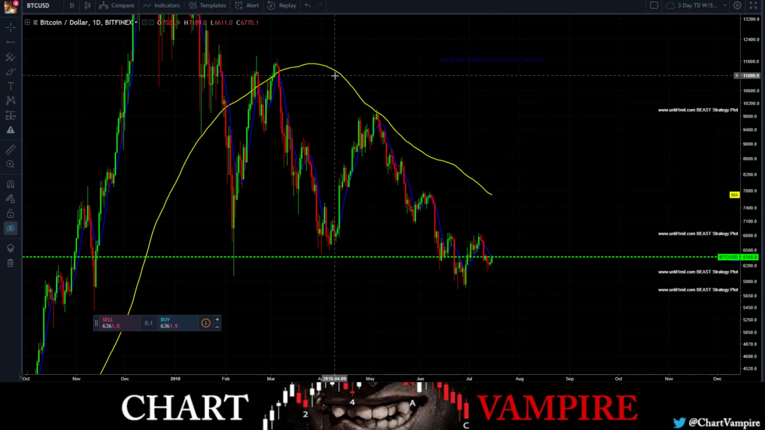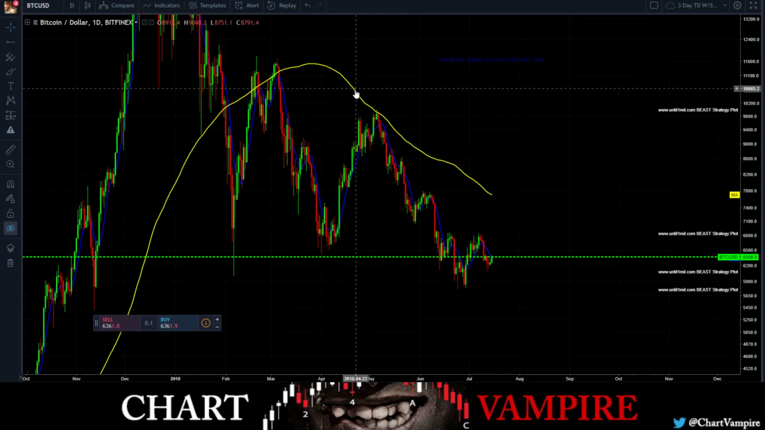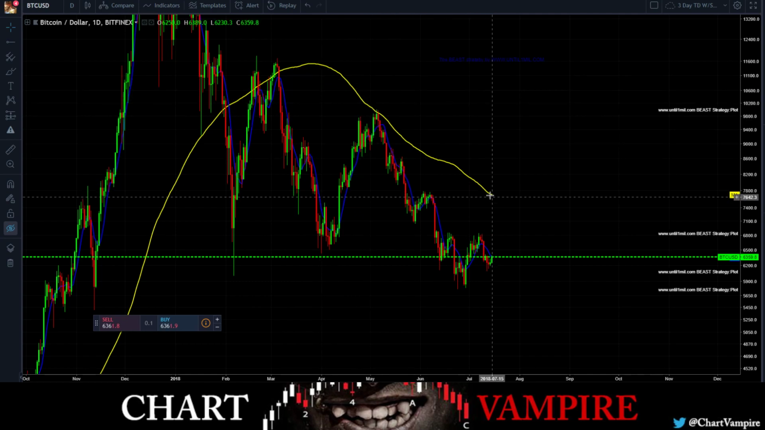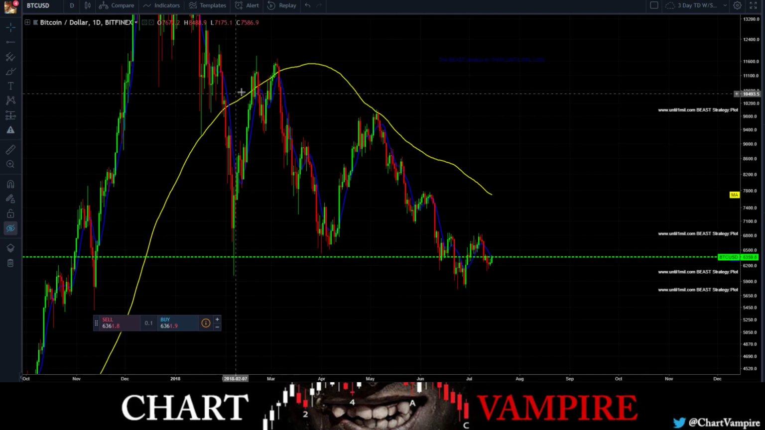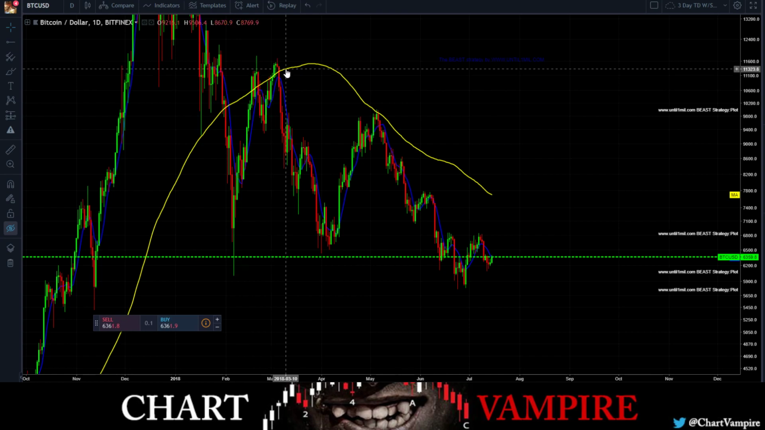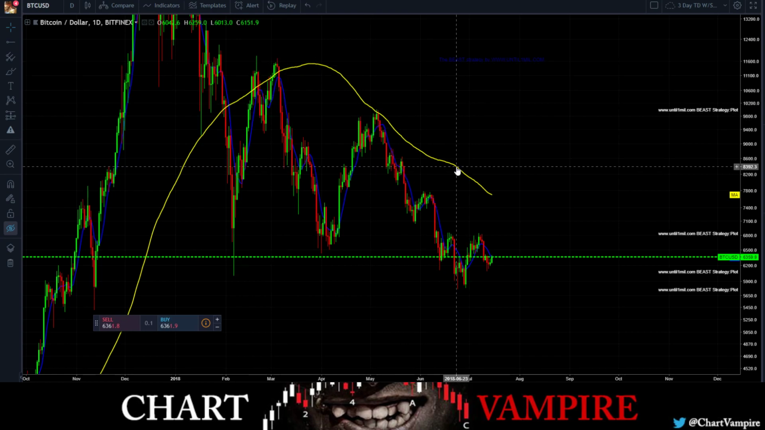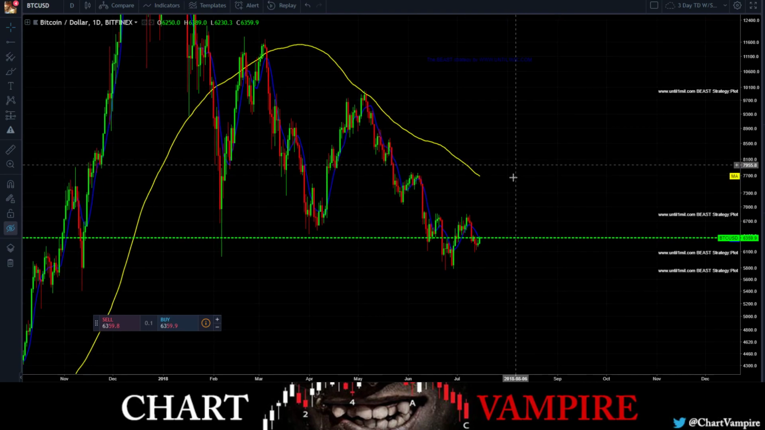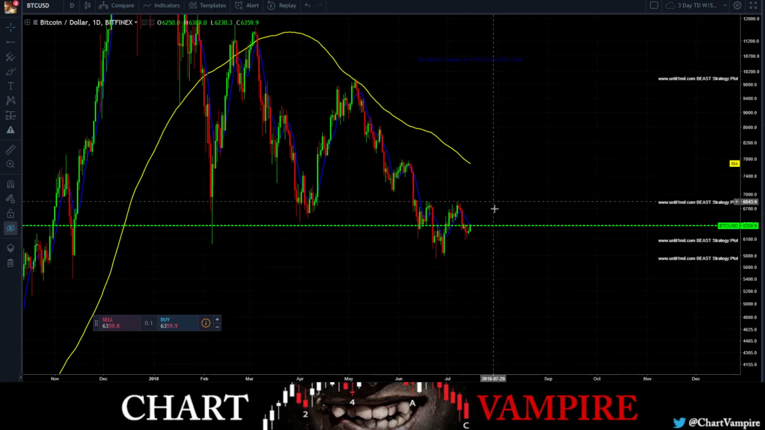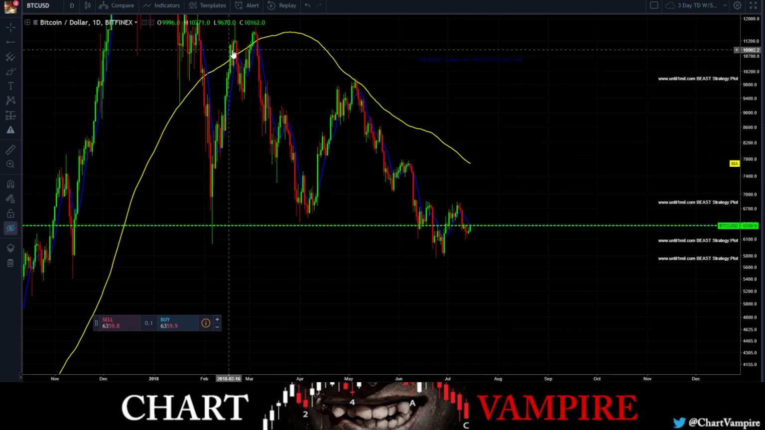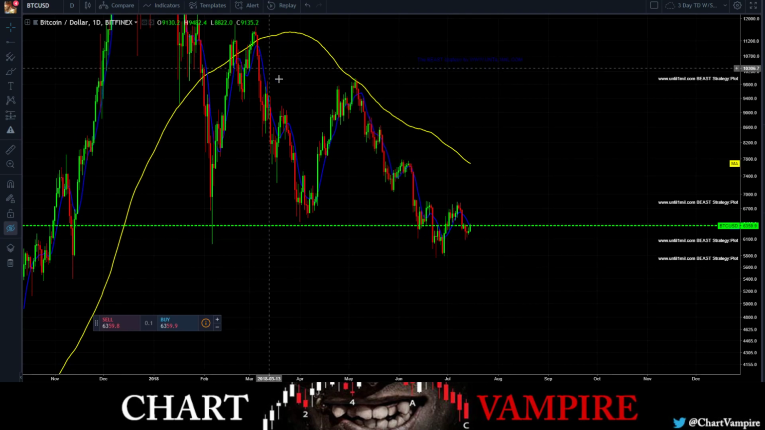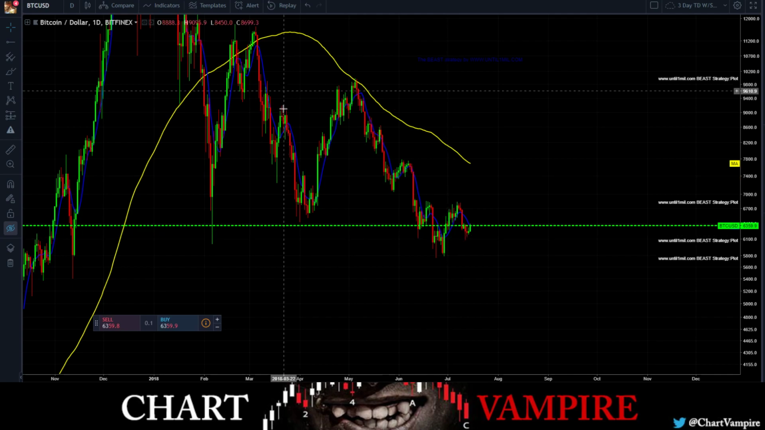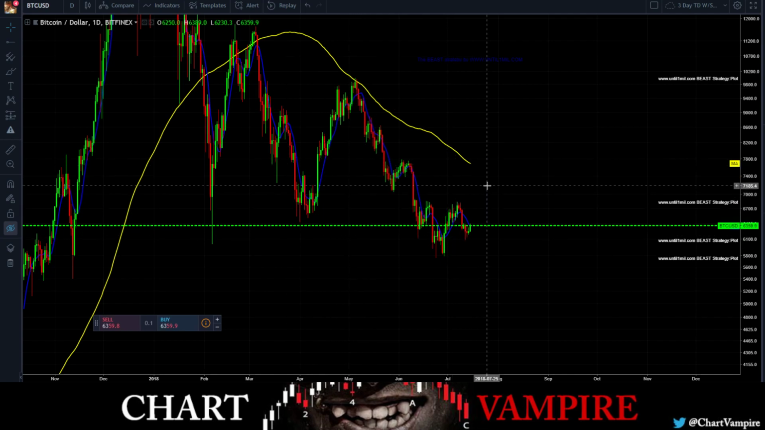I am a bear if this line tells me I have to be a bear. It's not me that's deciding to be a bear. It is the line that is deciding to be the bear. And until this line is broken, we will remain swing traders as bears only. And we will trade the trend. Our trend is bearish. We are scalping the bounces. That's all we're doing, right?